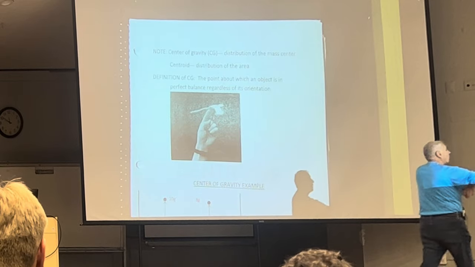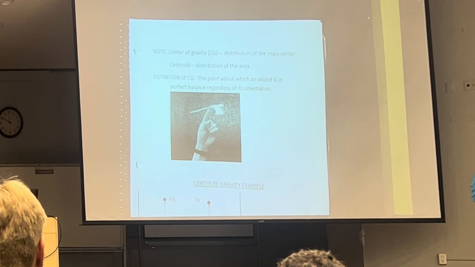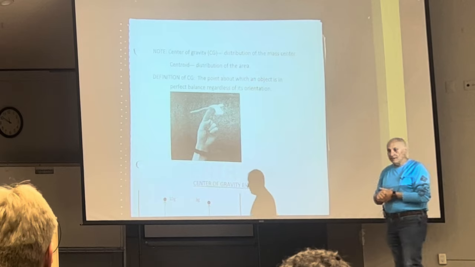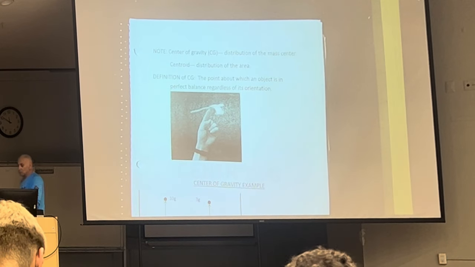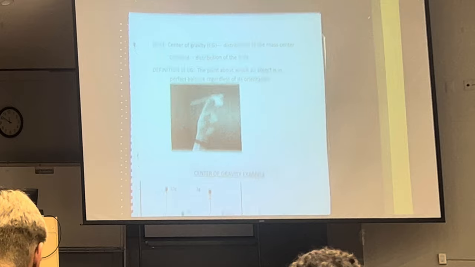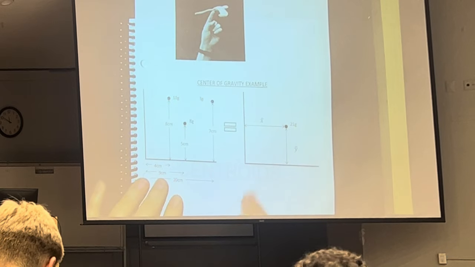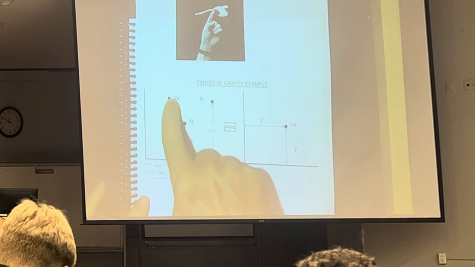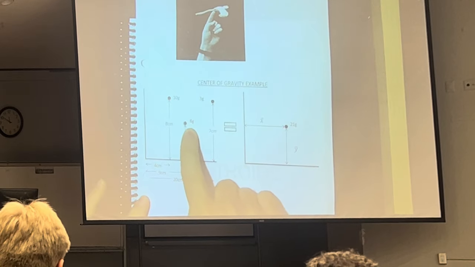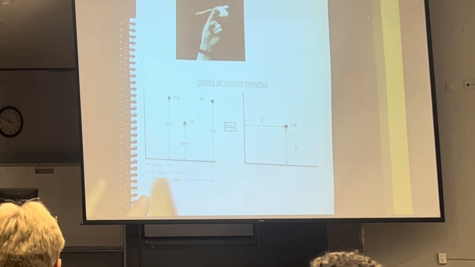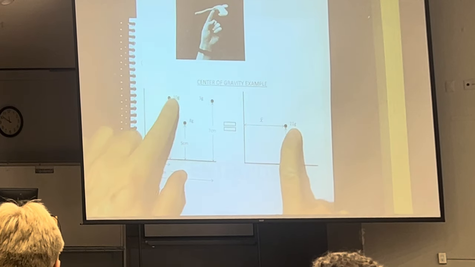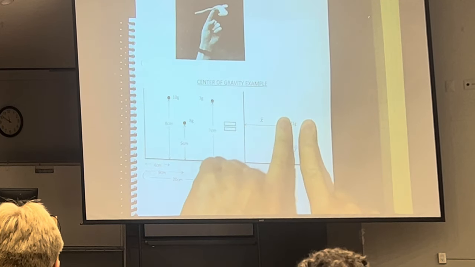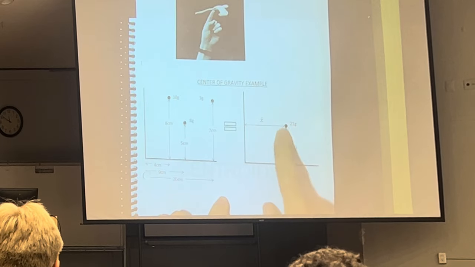Centroid is the center of the area. That's what a centroid is. So it's talking about the distribution of the area. Here's a simple example on center of gravity. I've got weights 10g, 3g, 8g. These are the distances in the y. These are the distances in the x. I'm going to say that's equivalent to 21g. 10 plus 8 plus 3 is 21g. And I need to find x bar, y bar.